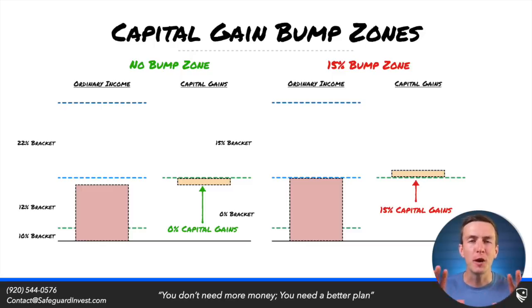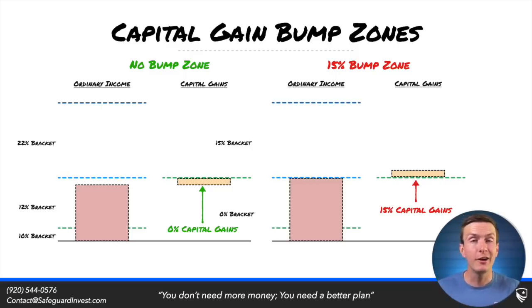Here's a visual representation of what I mean. On the left-hand side of the screen, this person is not subject to this capital gain bump zone. Their dividends fit perfectly in a way where this person is able to maintain 0% taxability. But let's say they add another $5,000 of ordinary income, thus increasing that base. By increasing this base, you overflow capital gains or dividends into the next bracket.